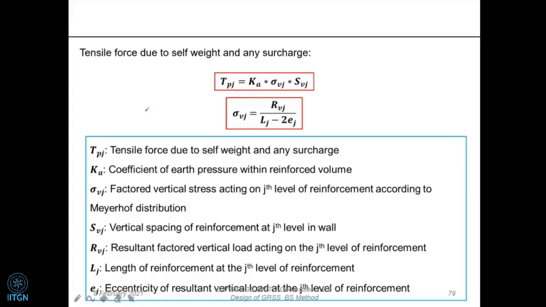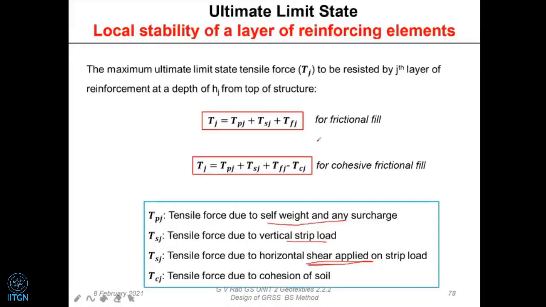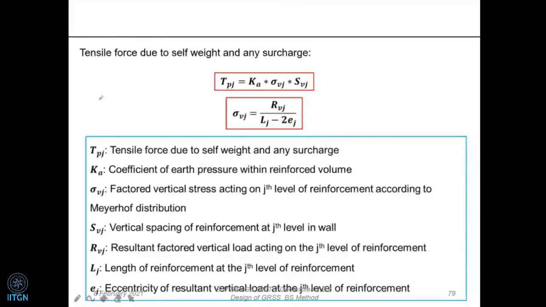If you require only the tensile force due to self weight and any surcharge, again Ka is the coefficient of pressure, sigma Vj is the vertical stress acting upon that, multiplied by SVJ, the spacing. And what is sigma Vj? Sigma Vj is exactly the same thing we decided earlier. We are deciding it in this area, L minus 2E, not the full length. So that is what I said. Whatever the total vertical load is, we divide by the effective length, in terms of eccentricity. So that is the sigma Vj.